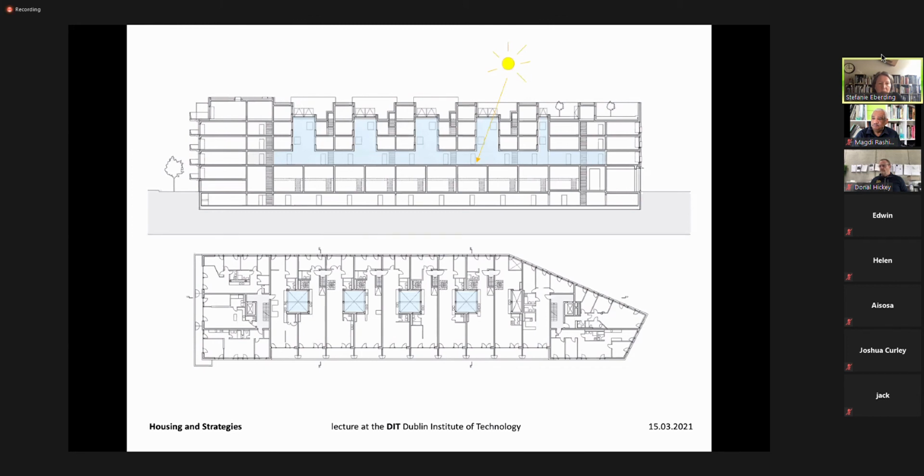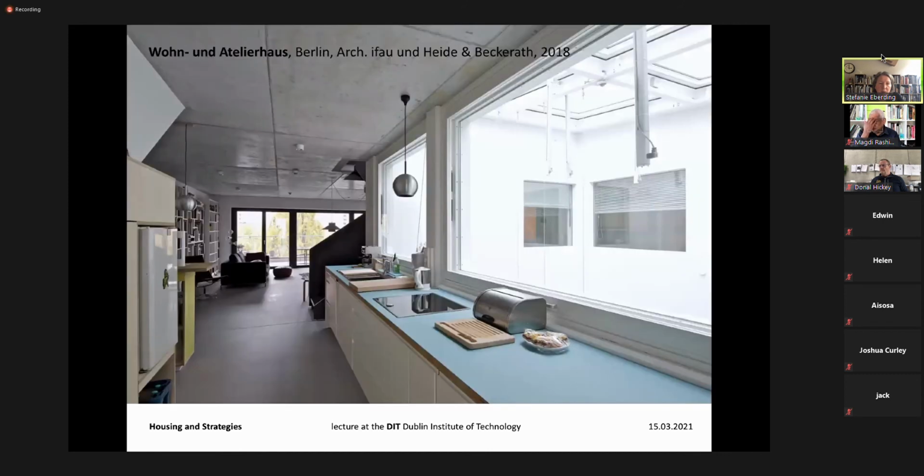So a pretty interesting three-dimensional concept of generating a building. This is now the upper floor, and you can see those light, I call it light chimneys, and how the kitchen sits on the light chimney and gets natural light.